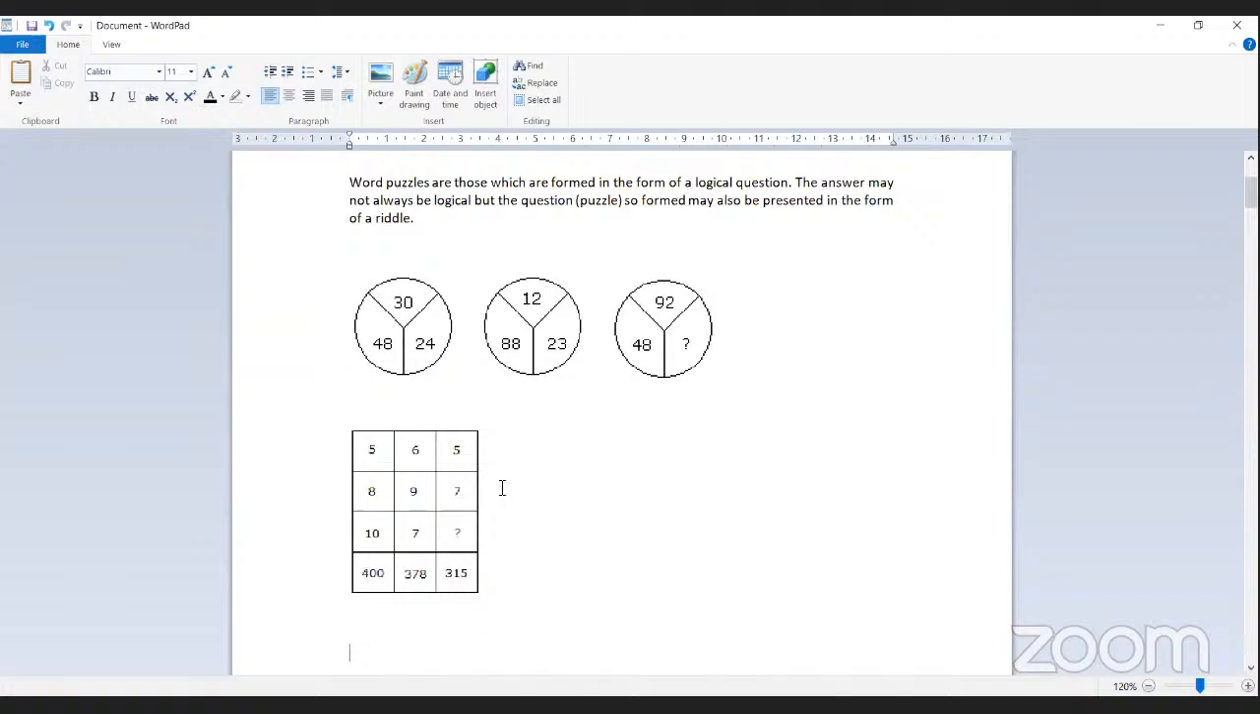Now this is a rectangle, so I can say it can be like this, either row wise or column wise. It's a multiplication, 5 into 8 into 10. Correct. 5 into 8 into 10 is 400. That's how you get the first pattern.